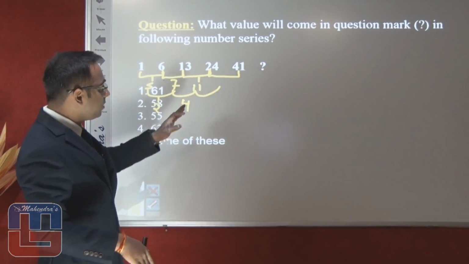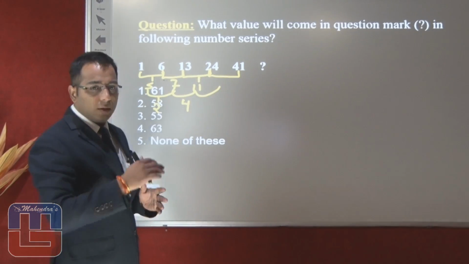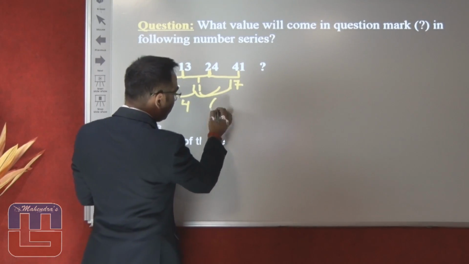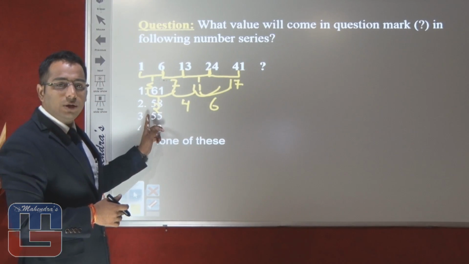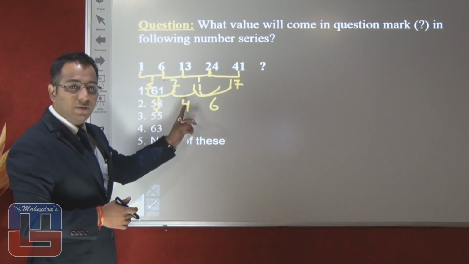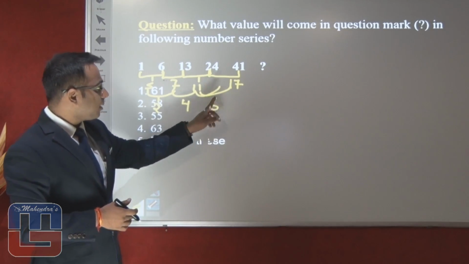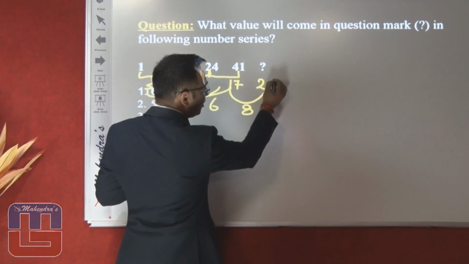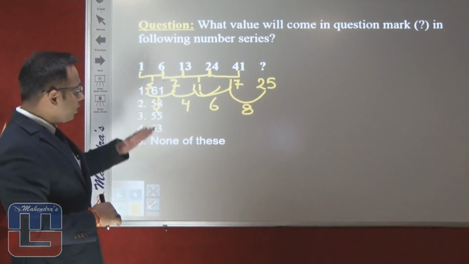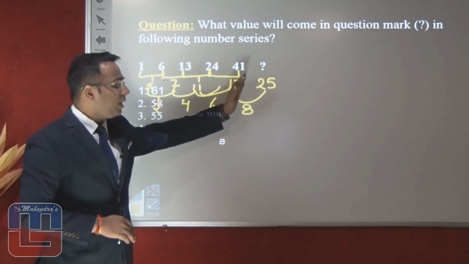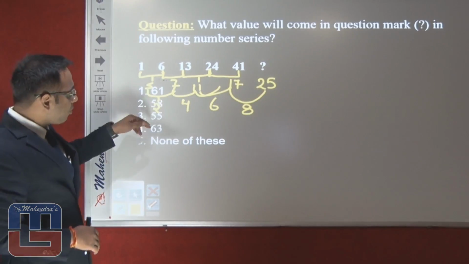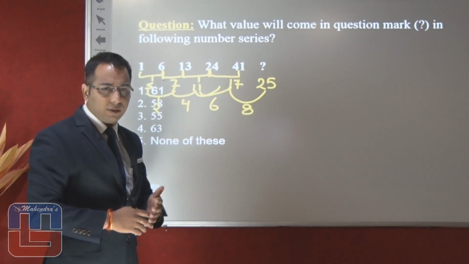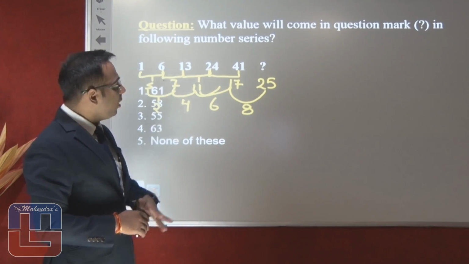Sorry, I haven't written the difference here. 41 minus 24, the difference will be 17. And the difference here is 6. So the difference is in increasing order of 2, or you can say in even order: 2, 4, 6. Now there will be 8. If the difference here is 8, the difference becomes 25. So the differences 5, 7, 11, 17 and 25 are running on the differences of even numbers 2, 4, 6, 8. This type of series is called a double series, where we have differences in double.